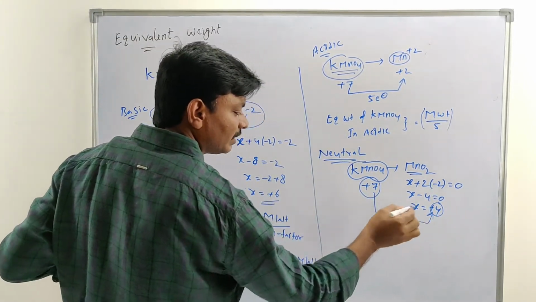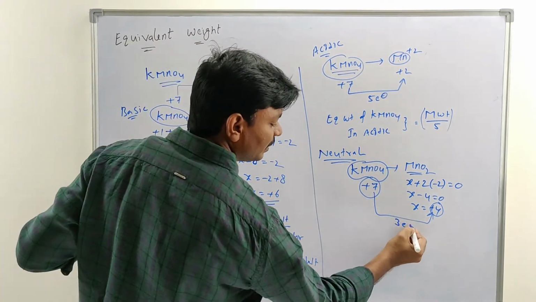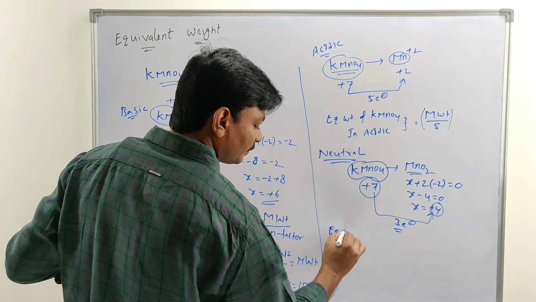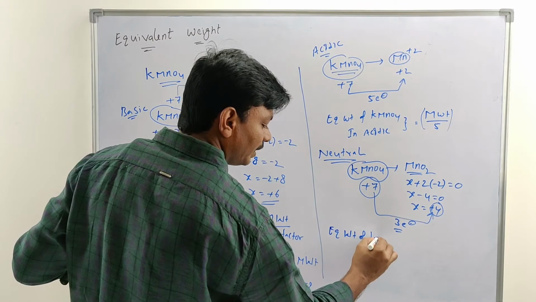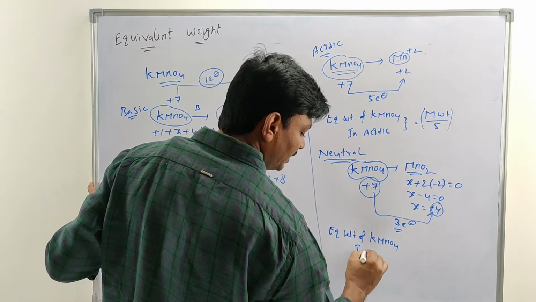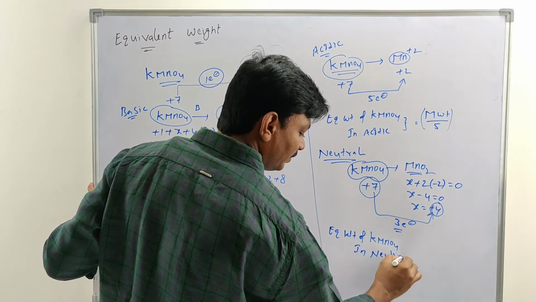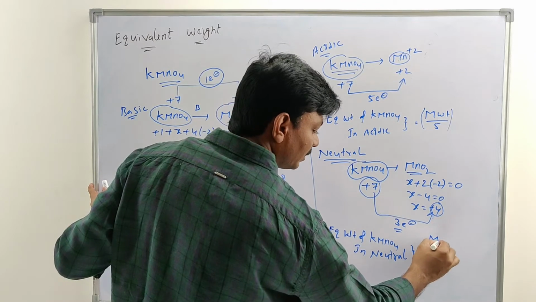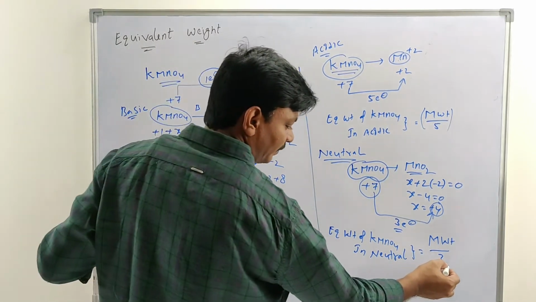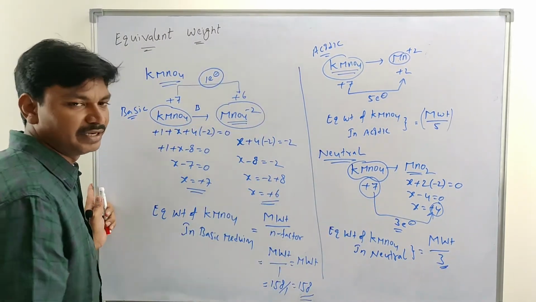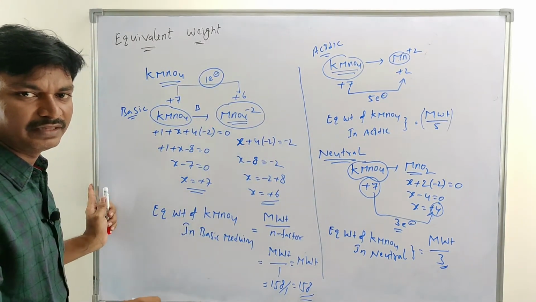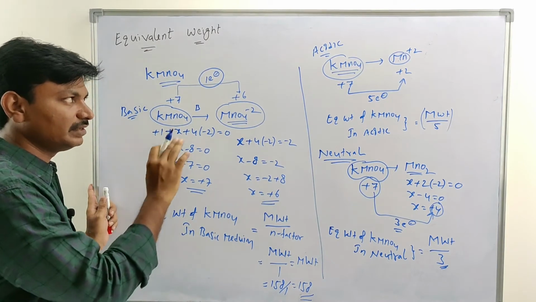The transfer of electrons for the given conversion is 3 electrons. Here the n factor value is equal to 3. The equivalent weight of KMnO4 for the given conversion in neutral medium equals the molecular weight of KMnO4 divided by 3. That is the n factor value of KMnO4 in neutral medium. Finally, 3 mediums are given: basic, acidic, neutral.